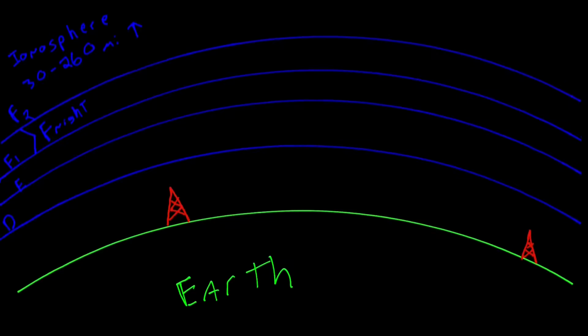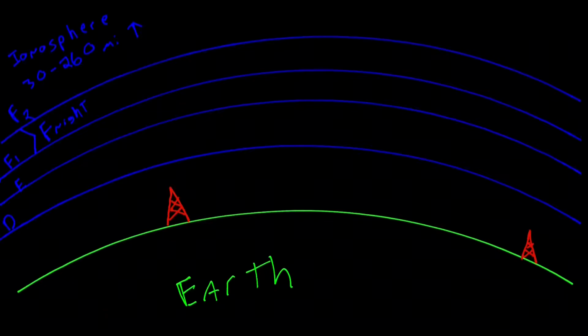All right, let's take another example for radio wave propagation. As you can see, we have the Earth in green at the bottom and 2 radio stations. And then we have the layers of the ionosphere, which is from 30 to 260 miles above the Earth's surface. The lowest layer of the ionosphere is the D layer, then the E layer, and then the F1 and F2 layer. And remember that the F1 and F2 layer will combine at night into a single layer.